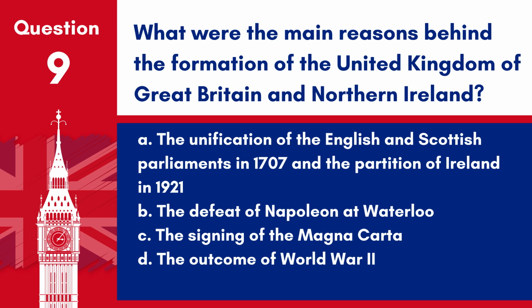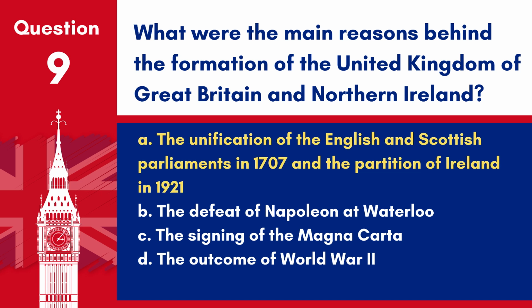Question 9. What were the main reasons behind the formation of the United Kingdom of Great Britain and Northern Ireland? A. The unification of the English and Scottish Parliaments in 1707 and the partition of Ireland in 1921. B. The defeat of Napoleon at Waterloo. C. The signing of the Magna Carta. D. The outcome of World War II.